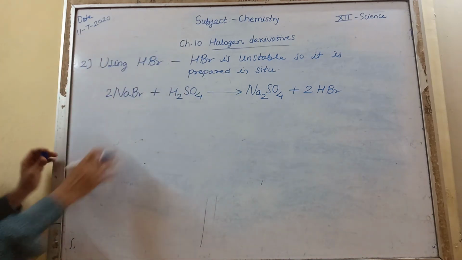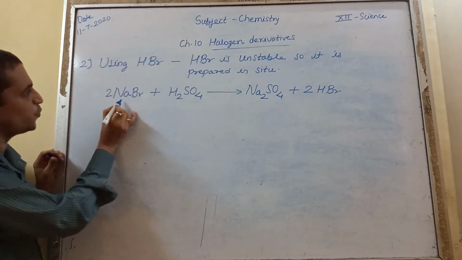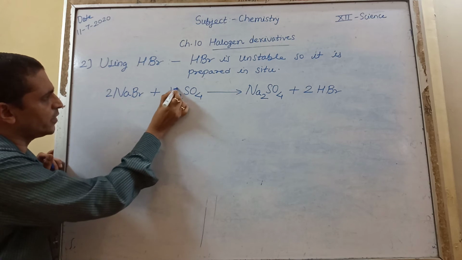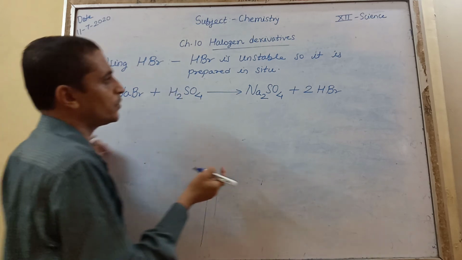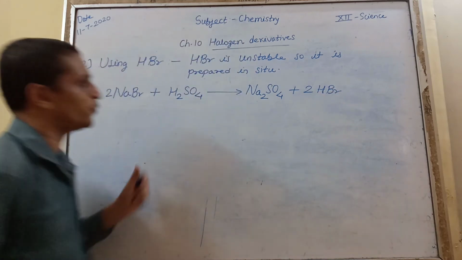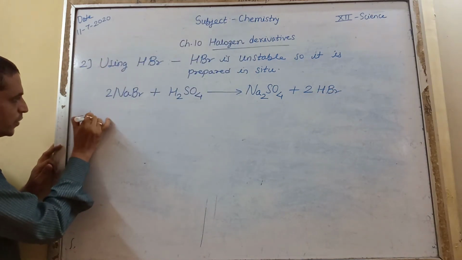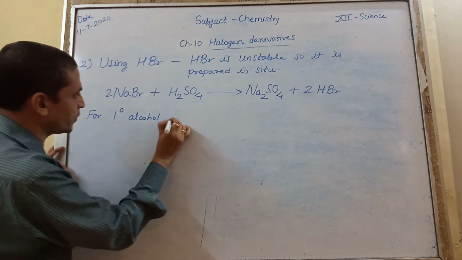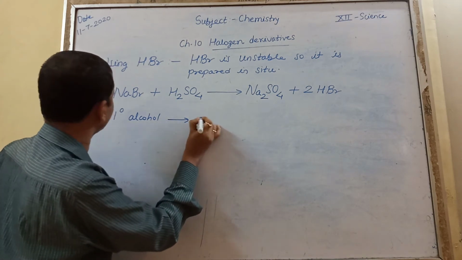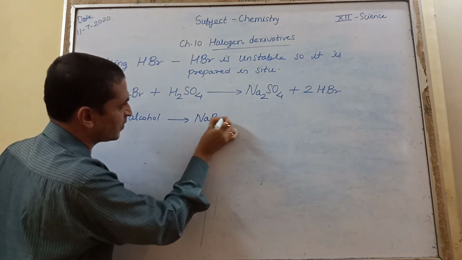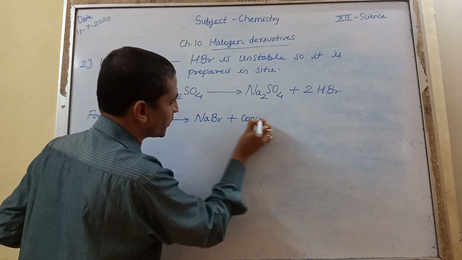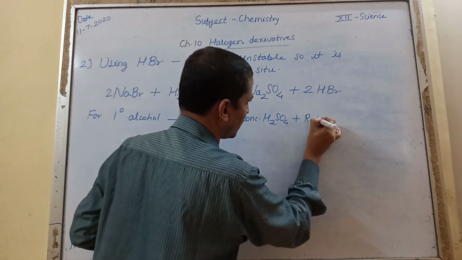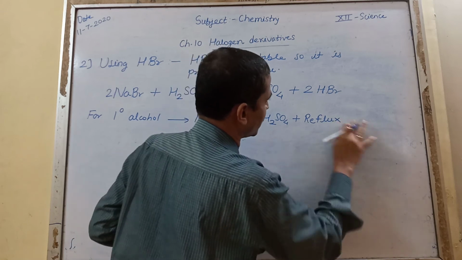If you are trying in the laboratory, take a test tube. In that test tube, add sodium bromide, then add sulfuric acid, and then add alcohol. The reaction taking place within the reaction mixture is called in situ. Here again you remember some points. For primary alcohol, the conditions required are NaBr plus concentrated H2SO4 plus reflux. Reflux means heating.